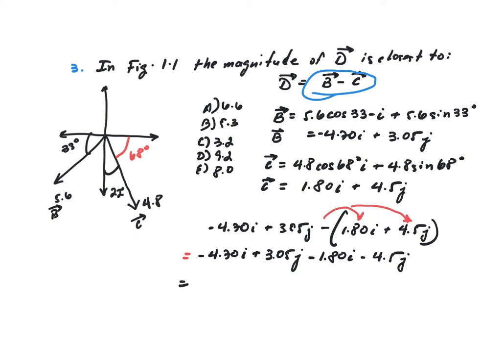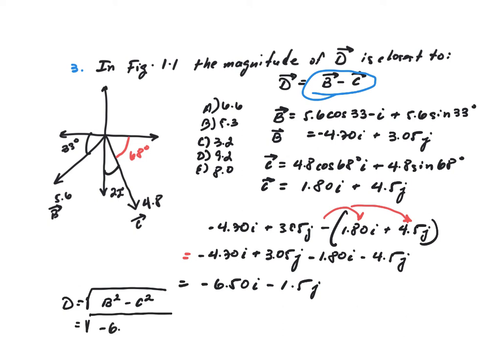So when we combine like terms, we're going to end up with negative 6.50 I, and then negative 1.5 J. So these are values when we do the subtraction. Now to find the D, we're going to square root our values for B minus C.